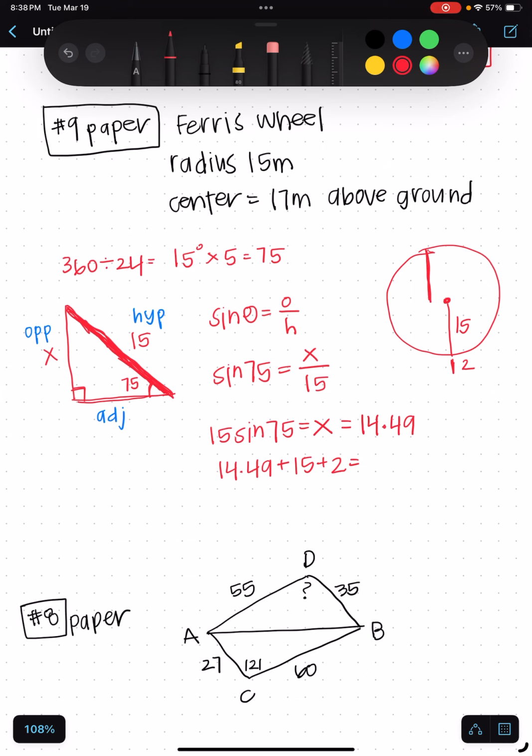And when I do that, I should get 31.48. So that's my final answer, meters above the ground. Okay.